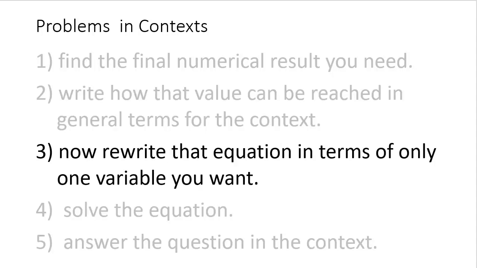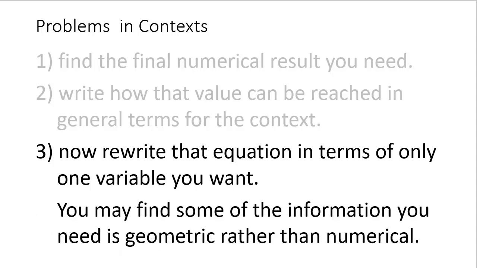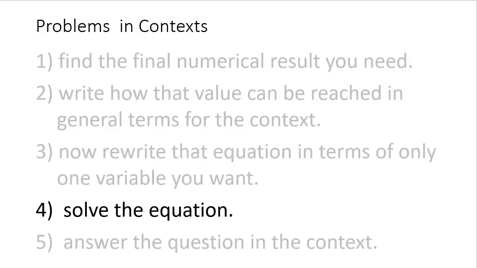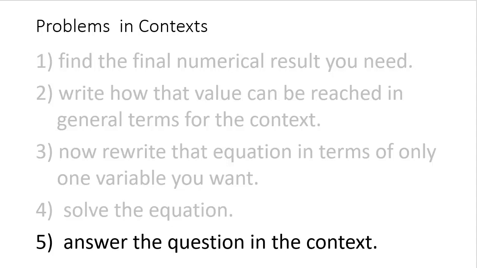Then, and this is the key bit, this is the bit that determines whether you can do these questions or not, you rewrite that equation in terms of only the variable you want. You may find some of the information you need is geometric. You may have to do a substitution of a simultaneous equation, but whatever it is, you end up needing to have only one variable. You solve that equation, usually a simple quadratic, and then you answer the question in context.